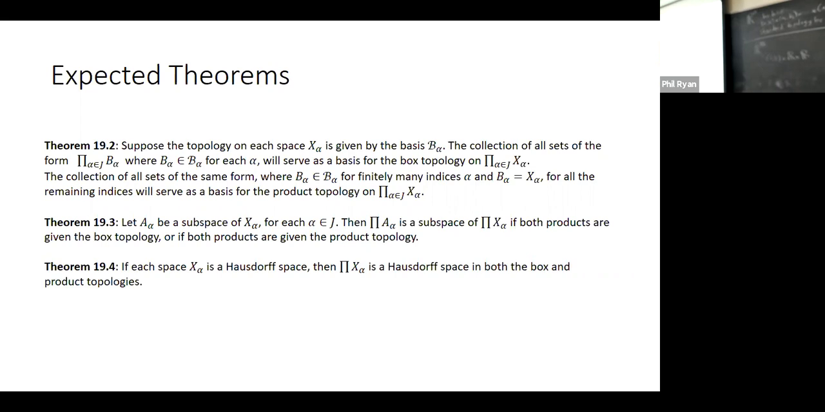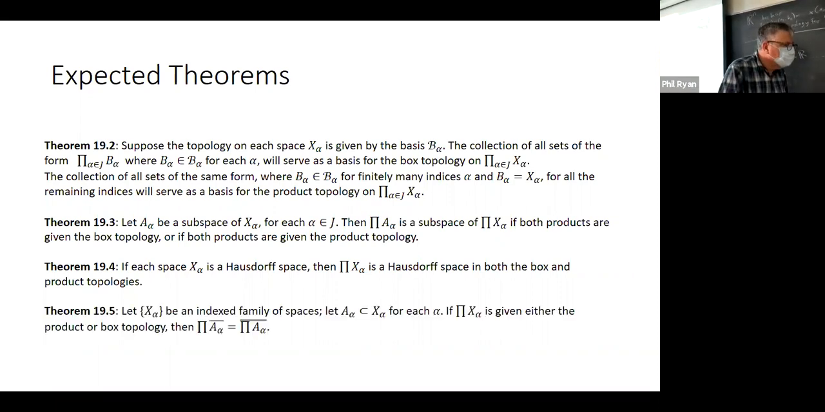If each space X alpha is a Hausdorff space, then the Cartesian product is a Hausdorff space in both the box and the product topologies. And then finally, in both the product or box topology, the product of the closures is equal to the closure of the products. Okay, so that's nice. So let's actually prove that one.